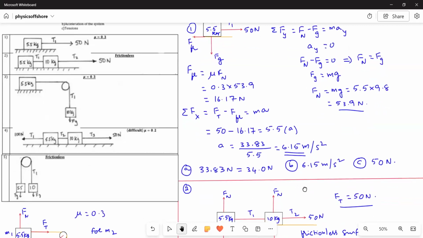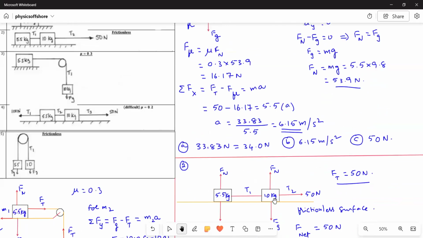In the second bit, two masses are lying on a frictionless surface, and both are connected by a cable. The cable has a tension T1, and another cable has the tension T2. Okay. Now we have to calculate the values.